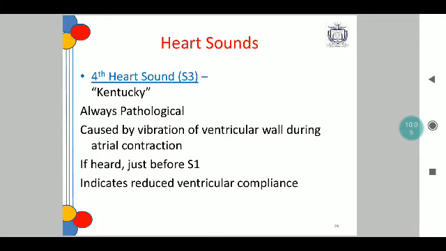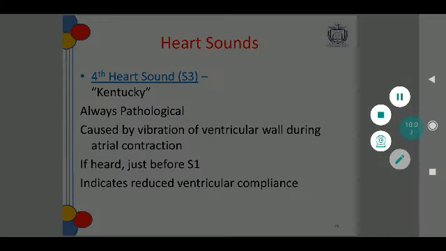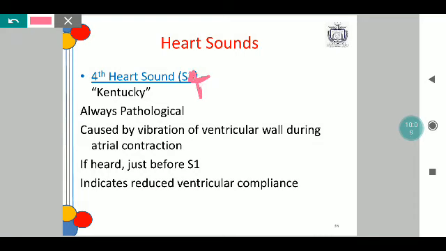The fourth heart sound is also called Kentucky. Please excuse the mistake in the slide, it is S4. It is called the Kentucky heart sound and is always pathological. It is caused by the vibration of the ventricular valve during atrial contraction, and if it is heard just before S1, it indicates a reduced ventricular compliance.